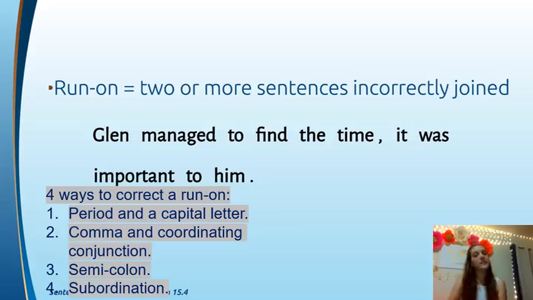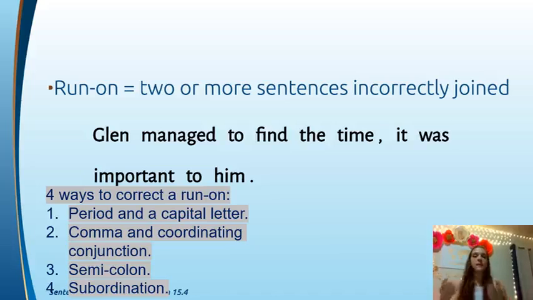Look at this, this screen. Now we're going to be talking about run-ons. Run-ons, remember guys, are sentences that just run on and on and on, okay? 2 or more sentences incorrectly joined, okay? What does that mean? Look at this one, for example. Glenn managed to find the time. It was important to him.